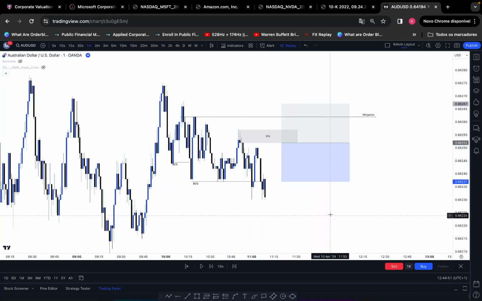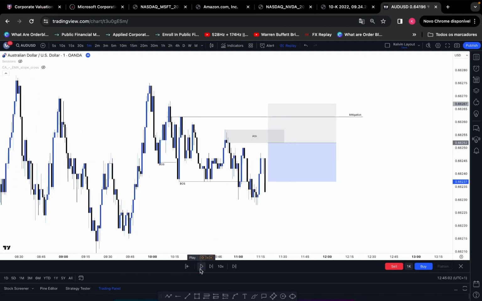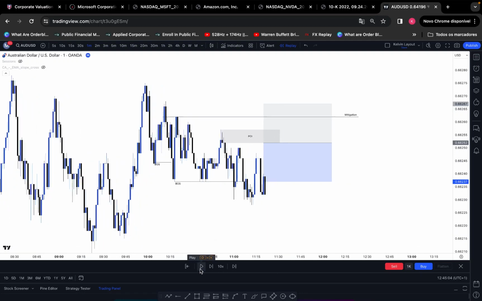But once price came back, I ended up dropping quickly to seconds time frame. I think I hit market execution in this one because I came a little bit late. So once price came back, for example, let me just play price a little bit.